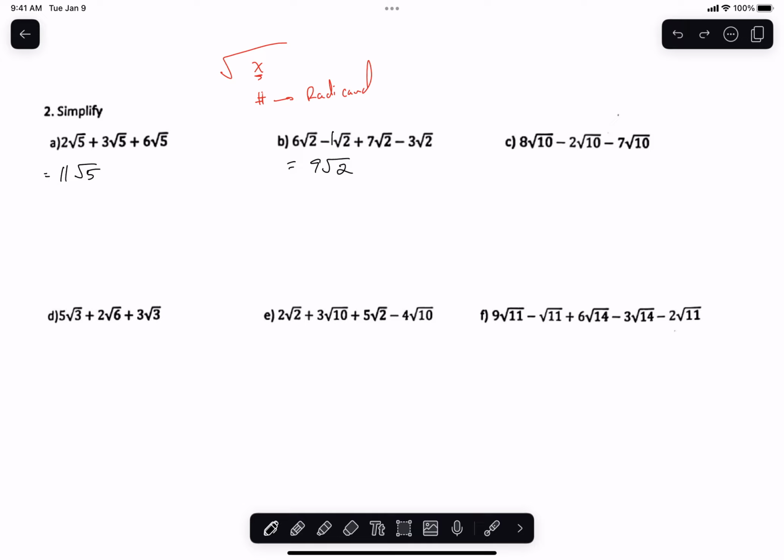So this question is reasonably straightforward. All we're doing is basically adding and subtracting like terms. So we're going to have 8 minus 2 minus 7. Well, 8 minus 7 is going to be 1. Take away 2 more is going to be negative 1 root 10.